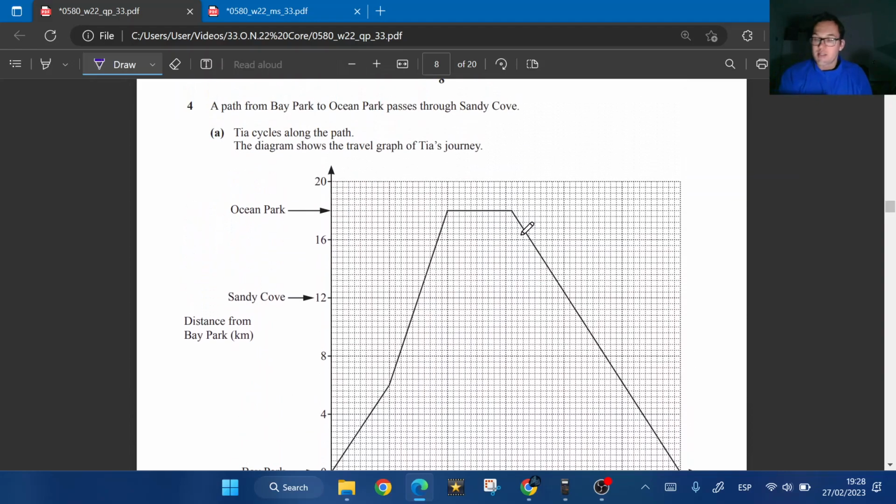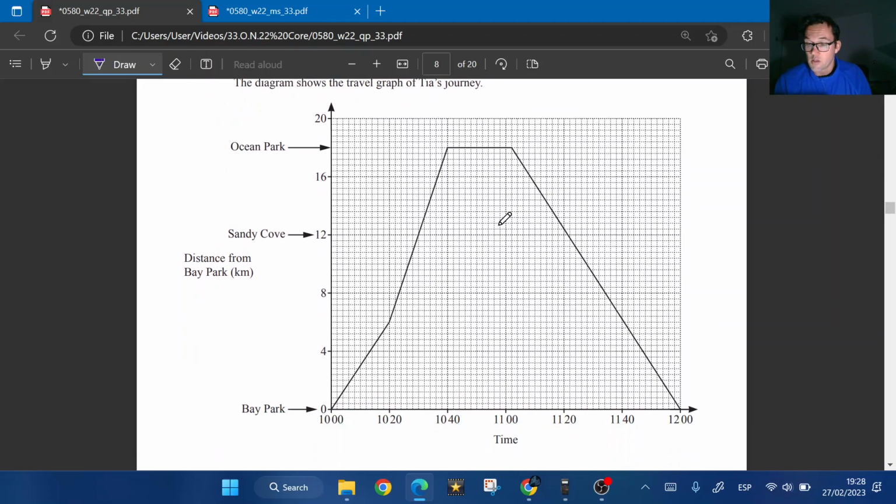Right, here we got a good old distance time graph. And this is Tia cycling along the path. Now remember, with distance time graphs, the steeper the line is, the faster she goes. So you can look here, from 10 o'clock to 20 past 10, she was cycling at a good pace, but then she picked up pace because the gradient goes steeper, so she's cycling faster. Then she reaches Ocean Park at 10:40, and she stops. That's when it's horizontal. And then she cycles back for 1 hour, from 11 o'clock to 12 o'clock, at a steady pace back to Bay Park.